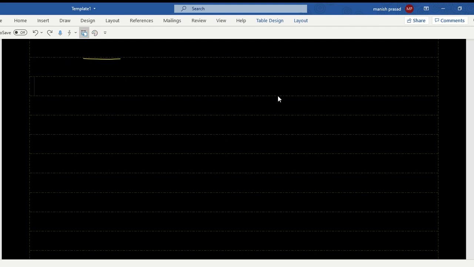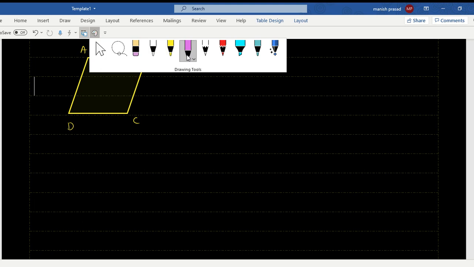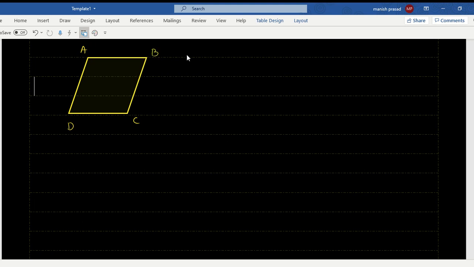Now, in this parallelogram, what do you mean by adjacent sides? If I say A, B, C, D, now tell me, which lines are parallel? AB will be parallel to what? Exactly, DC. And AD will be parallel to what?